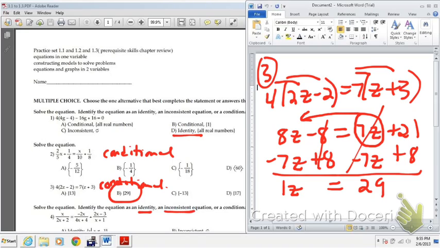Here they're starting to ask us the same thing. Is it an identity, or inconsistent? Inconsistent means basically you have no solution. An identity means all reals is your solution set. So, okay, I'm going to rewrite this one.